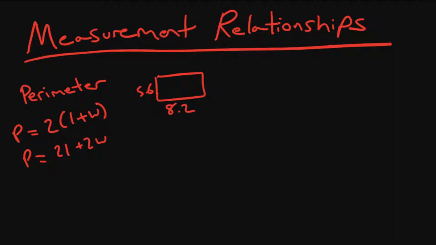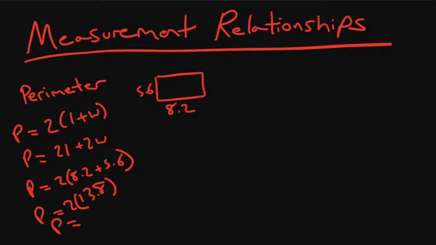So you would have 8.2 plus 5.6. And that's 13.8.